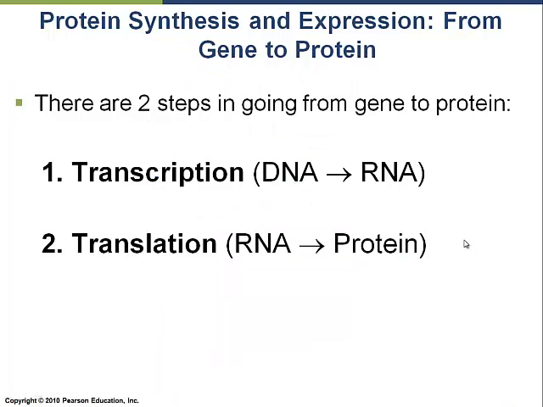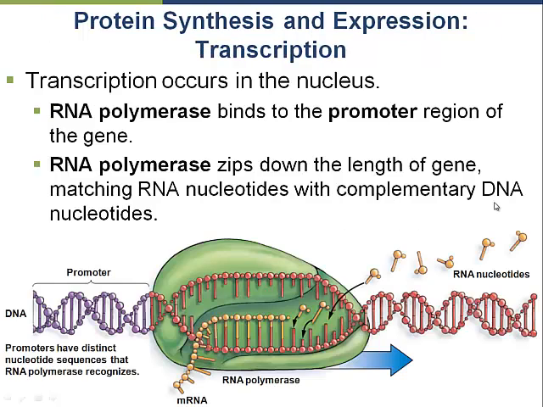Again, as a review from a moment ago, there are 2 steps in going from gene to protein, the central dogma in biology. Transcription, in which we go from DNA to RNA; translation, in which we go from RNA to protein. Here's transcription. We're going to talk about this first, and then we'll talk about translation in the following video. Transcription takes place in the nucleus.